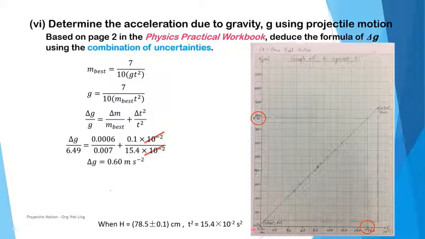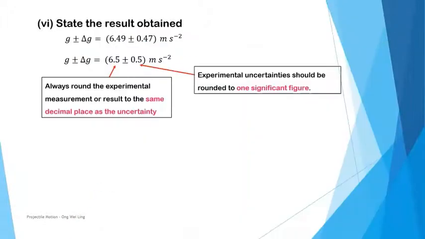Due to the smallest division being 0.2 times 10 to the power of -2, but half of it, the delta t squared becomes 0.1 times 10 to the power of -2. And the final answer, delta g, equals 0.60 meter per second squared. The result obtained, g plus minus delta g equals 6.5 plus minus 0.5 meter per second squared.